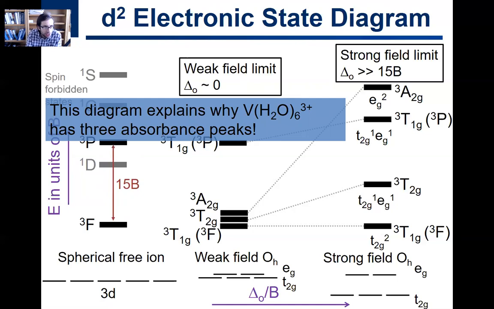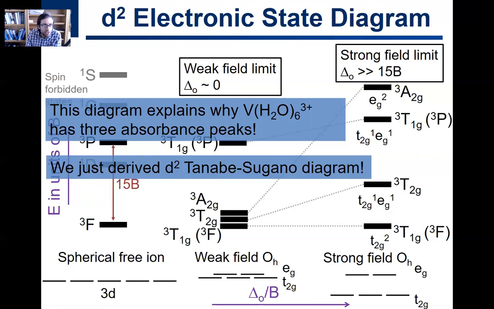This diagram is the full-blown analysis. And finally, we can explain why the vanadium hexaaqua 3+ complex has 3 absorption peaks. Why? Ground state is triplet T1G. Of the spin allowed states, one is going to the triplet T2G, the second one going to the triplet T1G, the third one going to the triplet A2G. So all of that worked, and now we can explain why D2, and by analogy, why D2 has 3 peaks in the UV-Vis spectrum. And by analogy, we can do any d electron configuration, although the work will be very, very complicated.